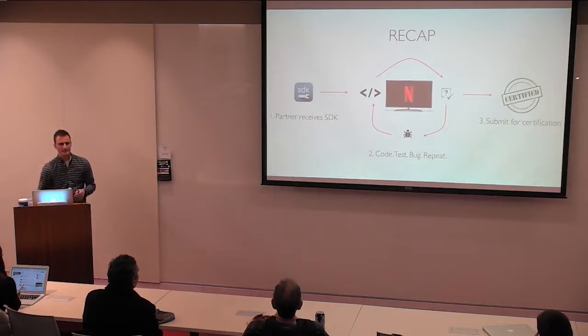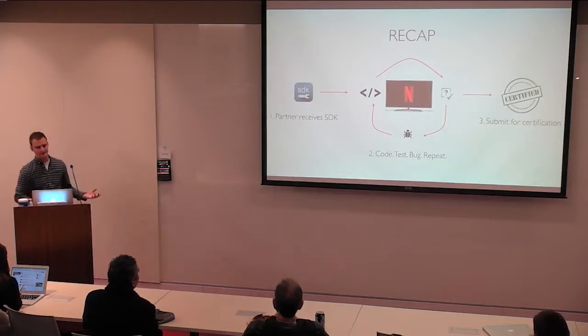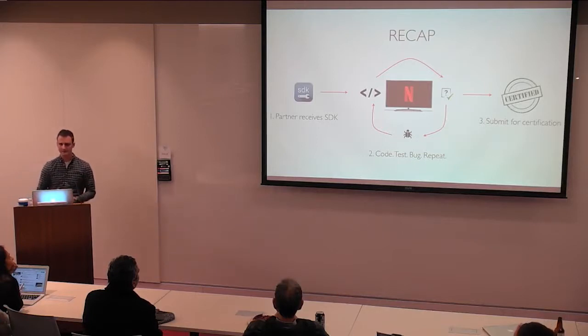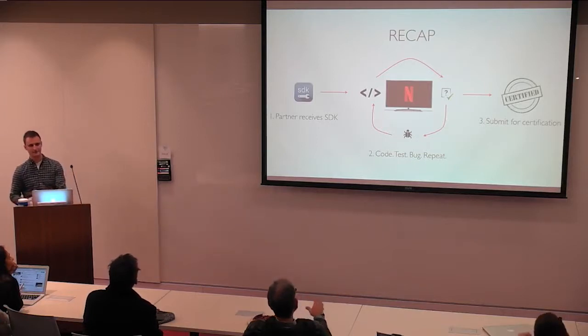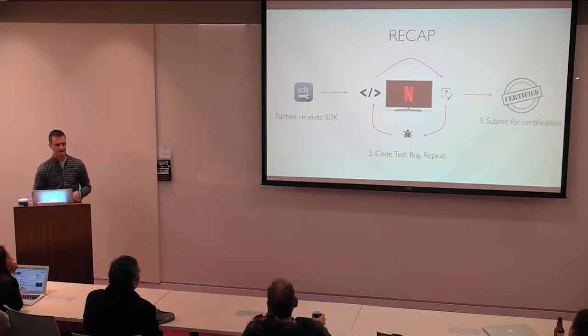So just a recap on that. The partner receives the SDK. They implement the SDK on their device. And then they run NTS to look for any bugs, and then they repeat that process until they feel like they're ready to submit for certification once they're passing all of those tests. So then we'll do the same thing internally. We'll run all of those test cases on this device, and then we'll give it the stamp of approval if it passes everything.